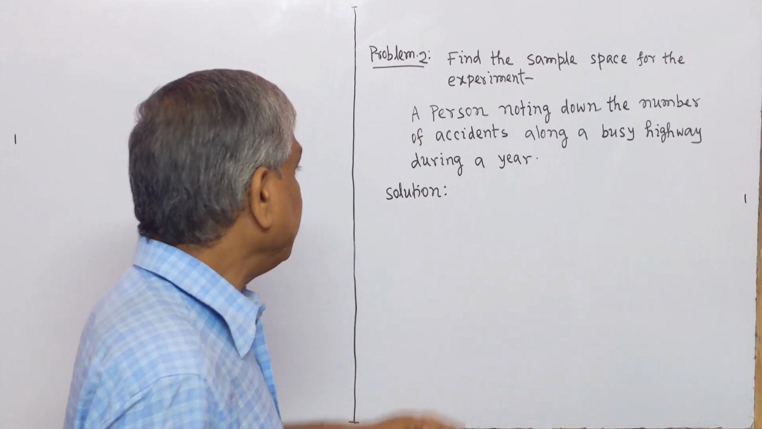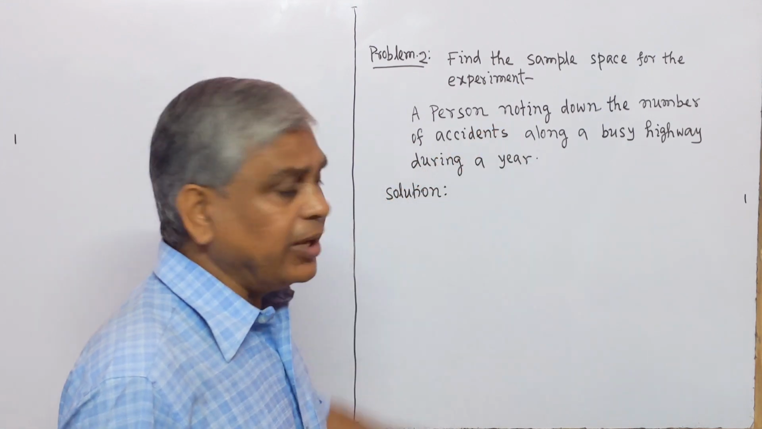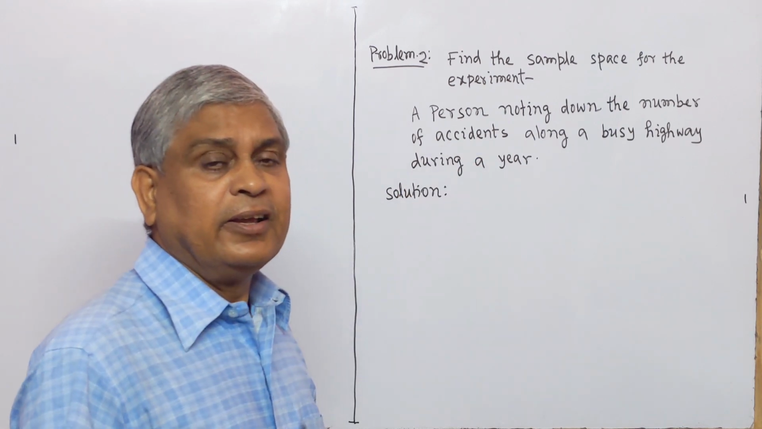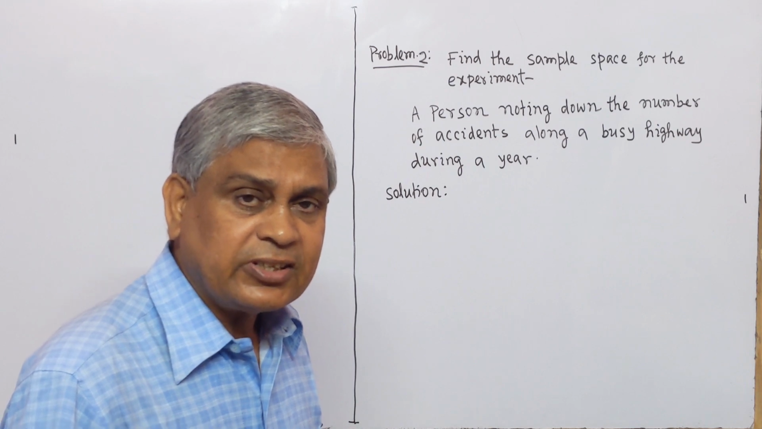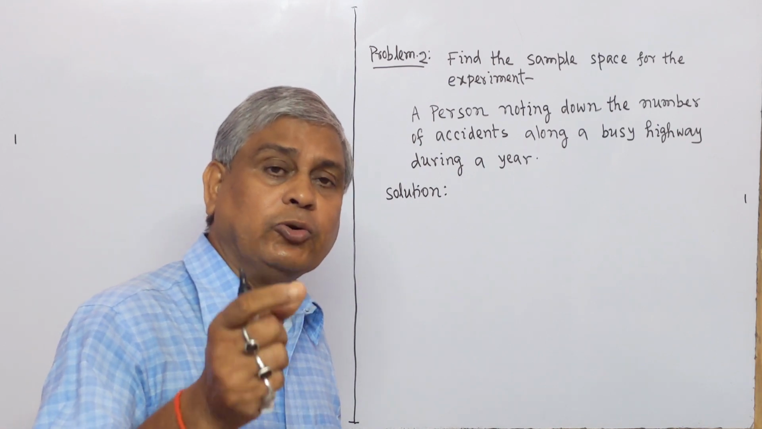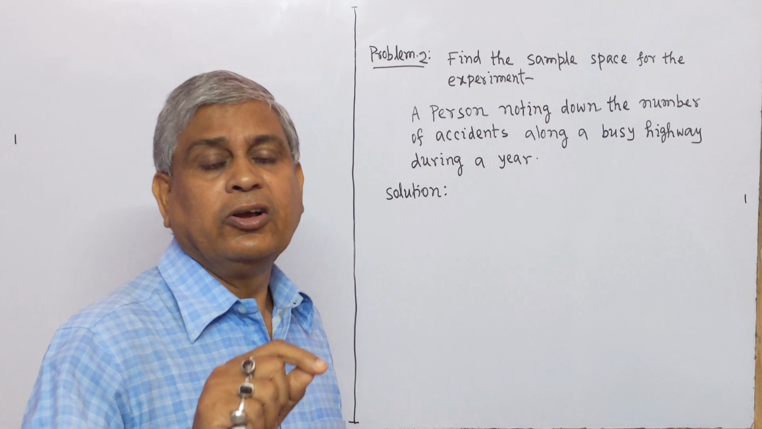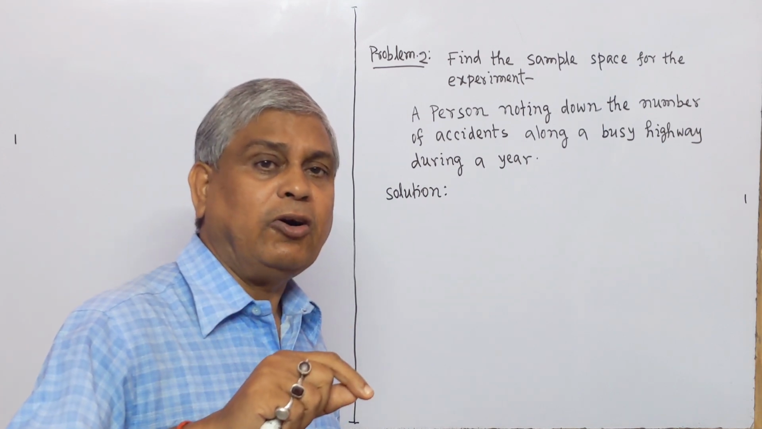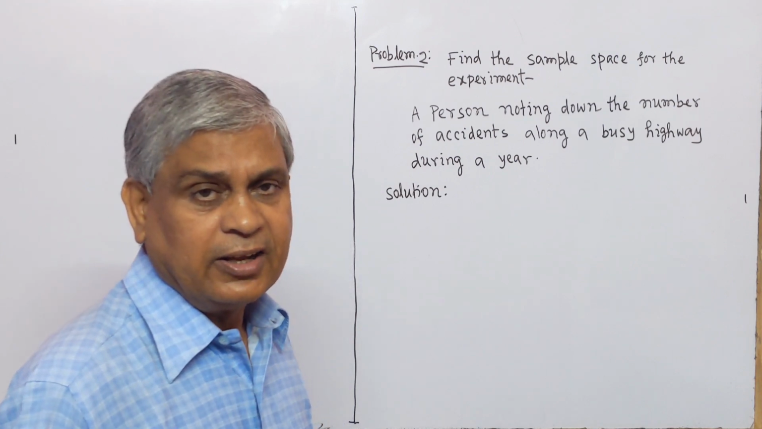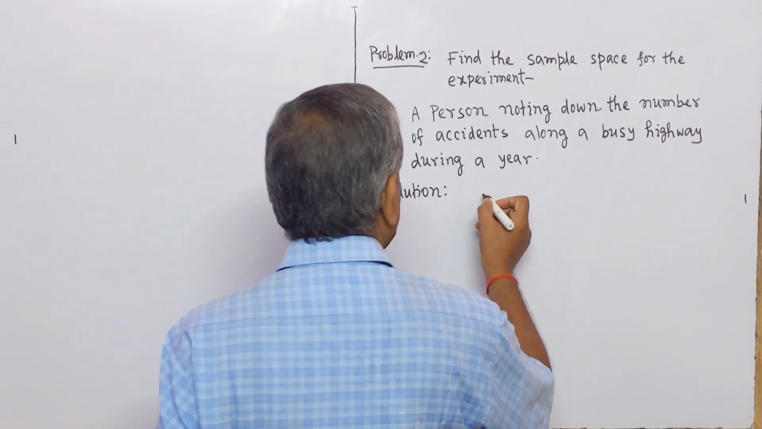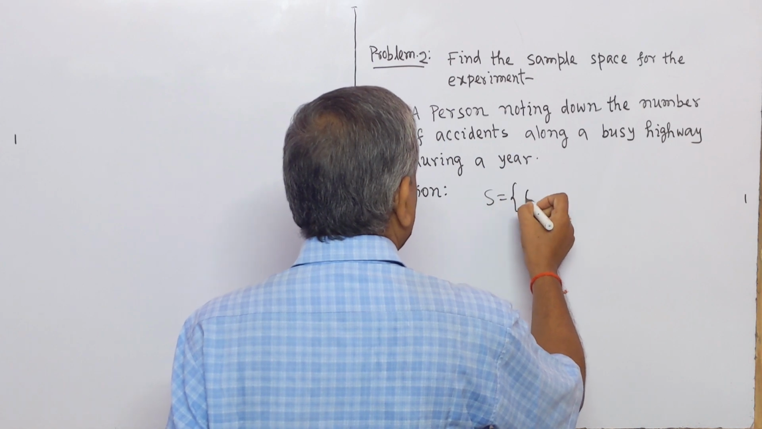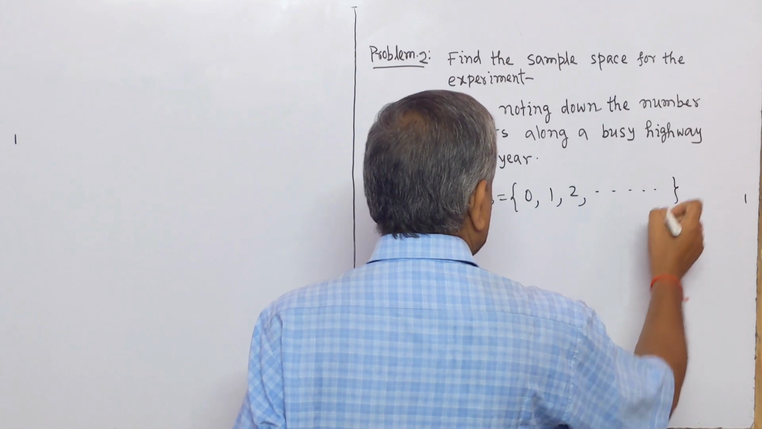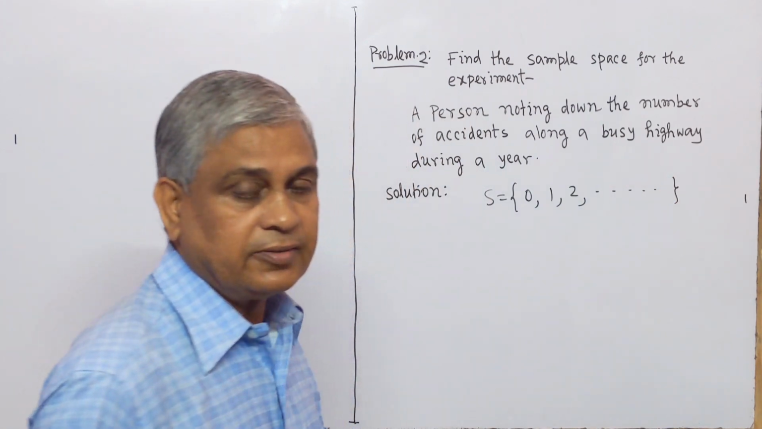Solution. Since the person is noting the number of accidents during the year, it may be 0, meaning no accident, or maybe 1, or 2, or 3, or any positive integer. Therefore, the sample space is 0, 1, 2, any positive integer. This is the sample space.